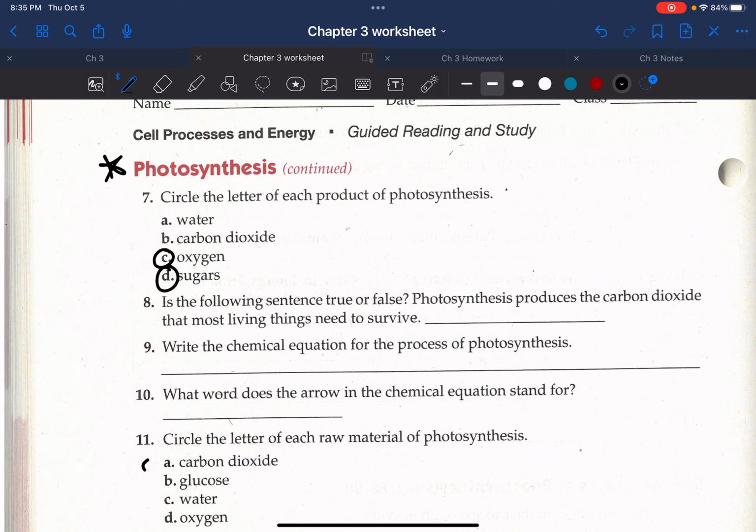Is the following sentence true or false? Photosynthesis produces the carbon dioxide that most living things need to survive. I don't know about you guys, but we don't really need carbon dioxide. That's what we exhale, right? I think the better answer here would have been oxygen. Okay, so this is definitely false.